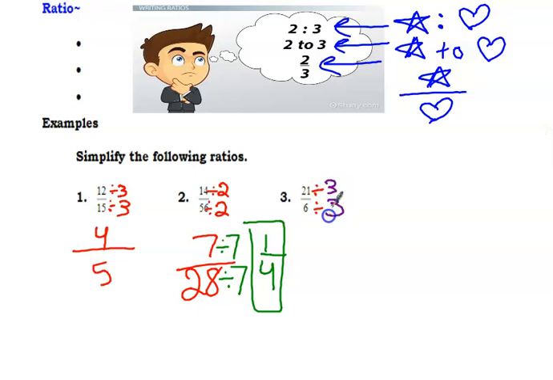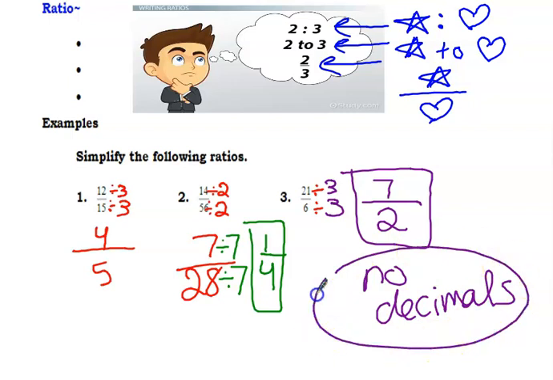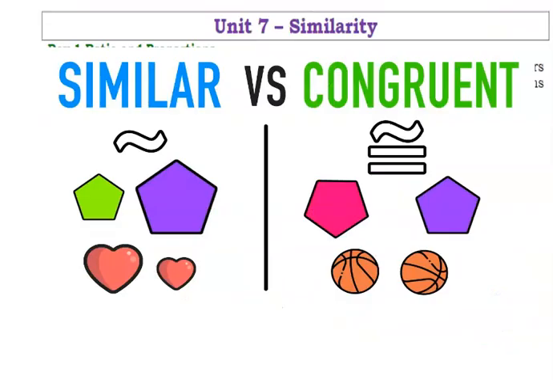Okay. The next one, we divide by 3, and I should get 7/2. We leave it as 7/2. No decimals. Please write that down. No decimals this entire unit. You will get things wrong. That is not a ratio. All right? Let's do this.